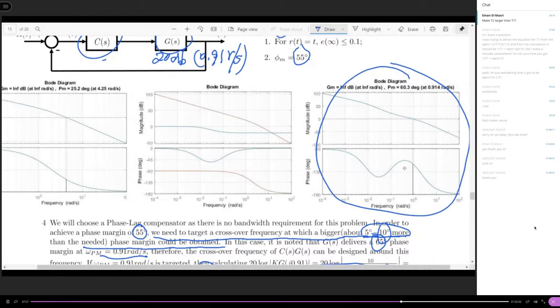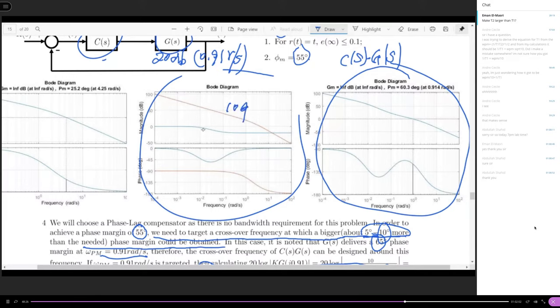This figure is the complete Bode plot of C(s) multiplied by G(s). This one, I just want to show you clearly, so I separate each factor's figures. This is the 10G, this is the controller, the compensator. This is the (11s plus 1) over (110s plus 1).